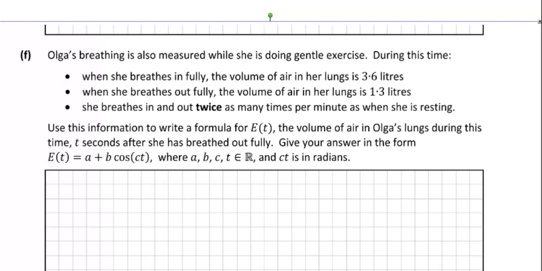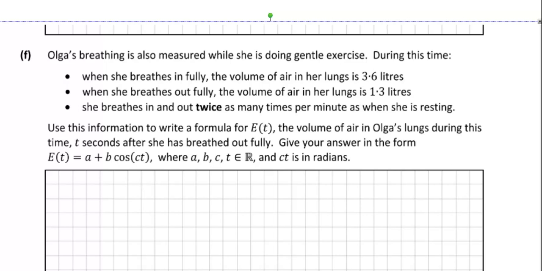F. Olga's breathing is measured when she is doing gentle exercise. During this time, when she breathes in fully, the volume of her lungs is 3.6 liters. When she breathes out fully, the volume of her lungs is 1.3 liters. She breathes in and out twice as many times per minute as when she's resting. Oof. Okay. This is tough, all right?